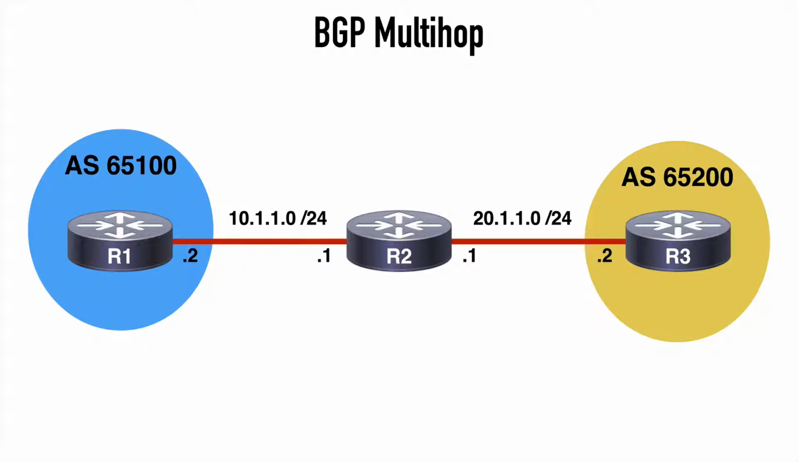So if we have a TTL value of 1, and we have a topology like we see here, where the BGP routers are not directly connected, that packet will be discarded, and it will never reach the BGP peer. If you look at our topology, you can see we have 3 routers. We have R1 in Autonomous System 65100, we have R3 in AS65200, and in the middle, we have R2, which is a non-BGP router. In a special case such as this, where two eBGP routers are not directly connected, we need to use BGP Multihop. I'll also point out that this command is only used with eBGP, and it's not used with iBGP.